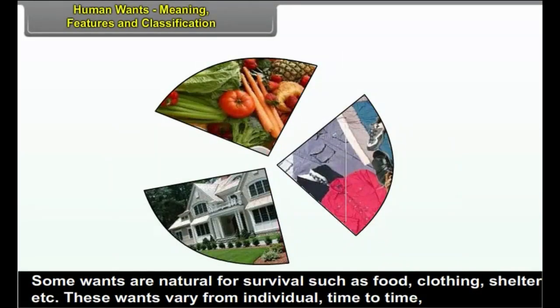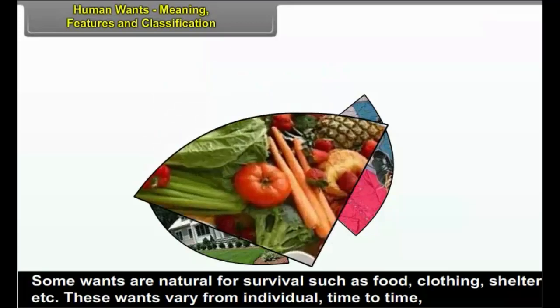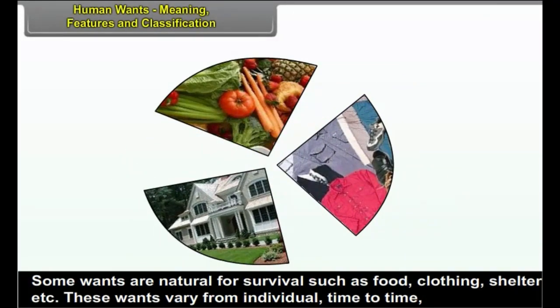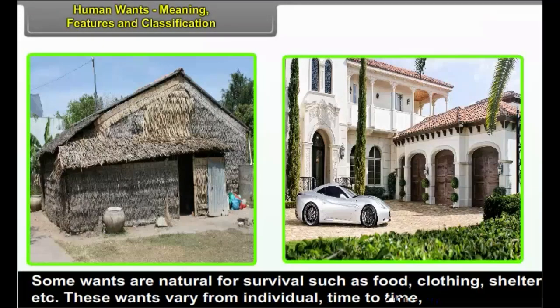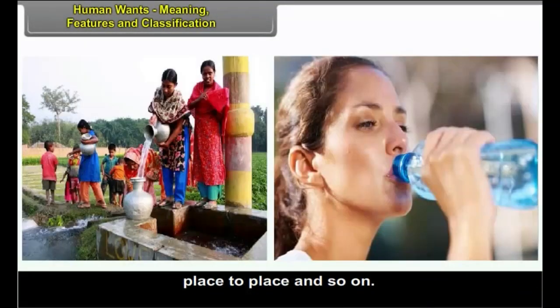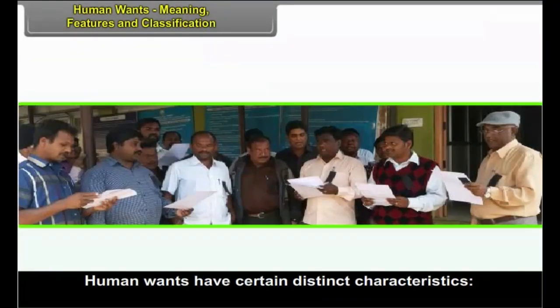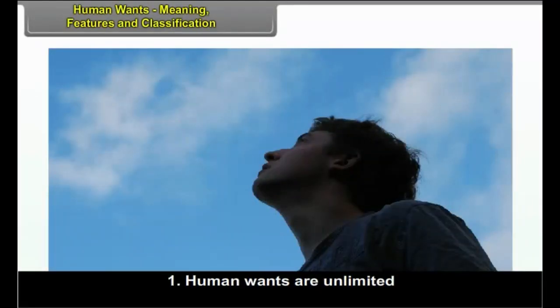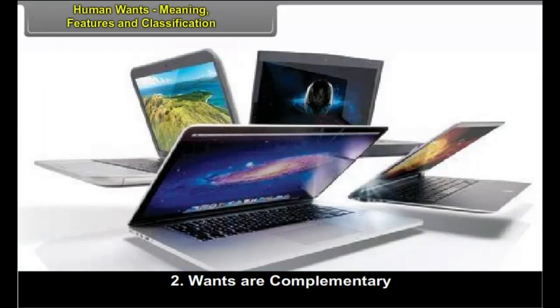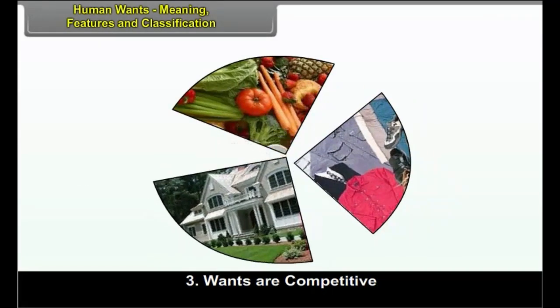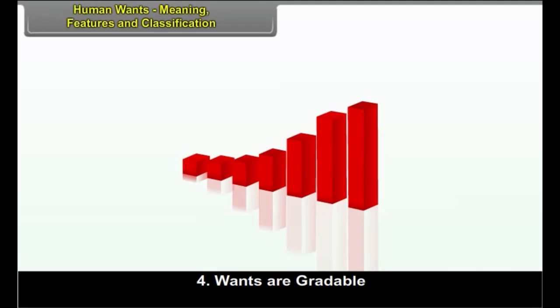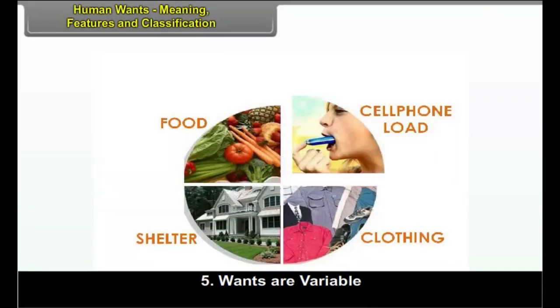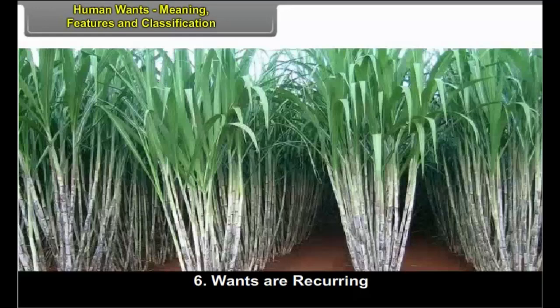Some wants are natural for survival, such as food, clothing, shelter, etc. These wants vary from individual to individual, time to time, place to place, and so on. Human wants have certain distinct characteristics. Human wants are unlimited. Wants are complementary. Wants are competitive. Wants are gradable. Wants are variable. Wants are recurring.